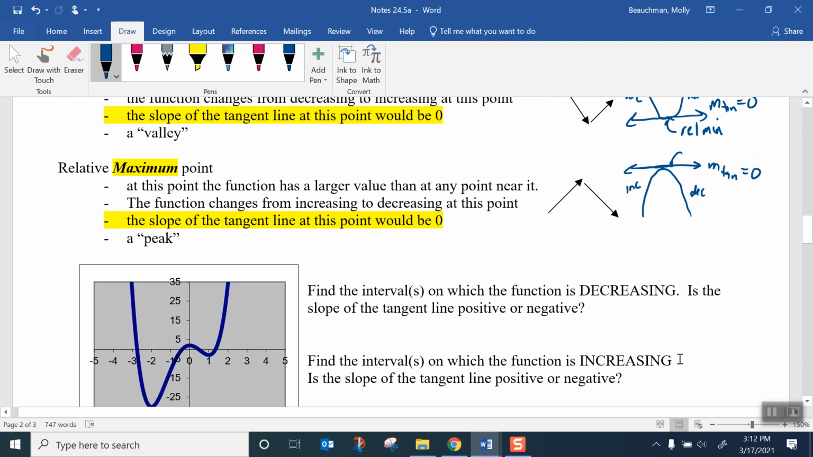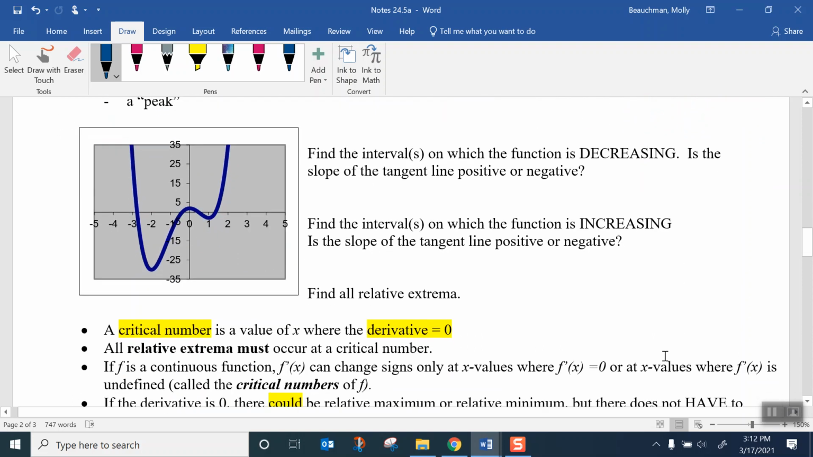So if you have the graph of a function, you can tell from the graph the intervals on which the function is decreasing. Is the slope of the tangent line positive or negative? We can find the intervals on which the function is increasing, and whether the slope of the tangent line is positive or negative, and we can find the relative extrema.